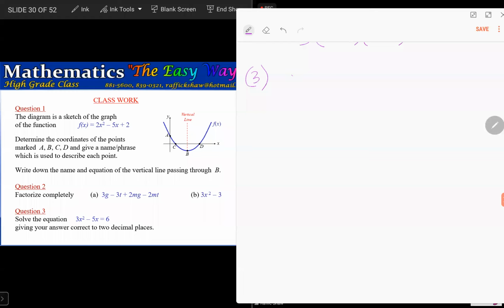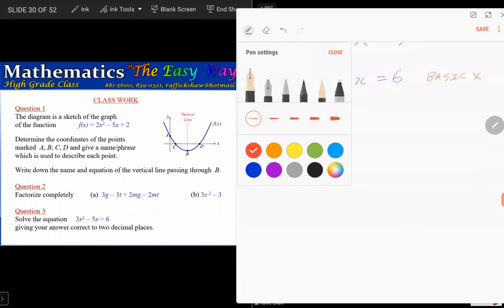So they give us 3x squared minus 5x equals 6. Remember now that this is basic. We don't solve basic. This is in a basic form. And we don't solve basic. Basic is a no-no when we're solving at this level. All right? When you start the math at a higher level, then you can solve the basic using some other methods. But for now at CSEC, you don't solve basic.